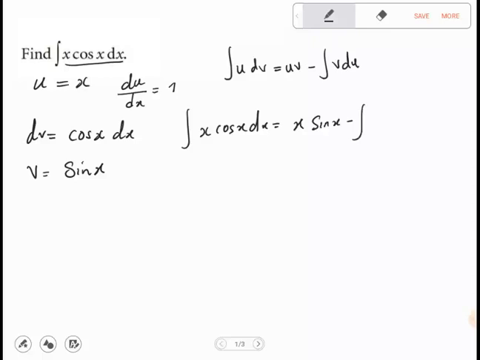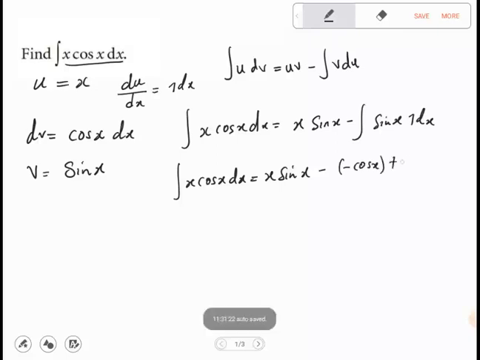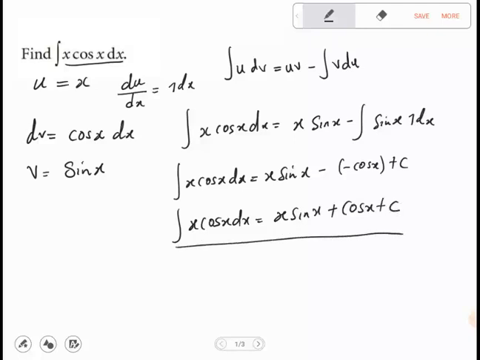Minus the integral of, what is v? v is sine x. What is du? du is just 1 dx. So dx. So this will give us the integral of x cos x dx equals x sine x. Now, minus, well, now we need to integrate this part. What's the integral of sine x? That is negative cos x. So for the final answer, we can put plus c. Therefore, the integral of x cos x dx equals x sine x plus cos x plus c. And that's the integration of that one.